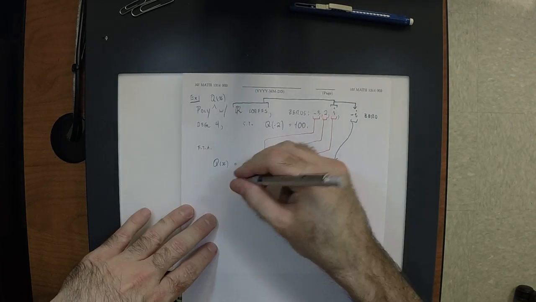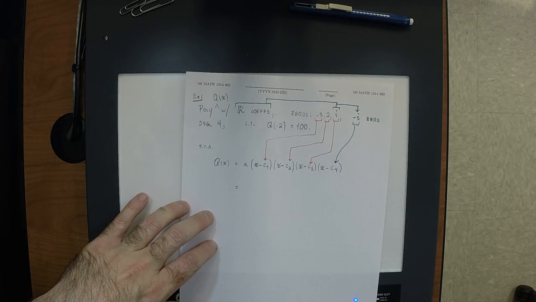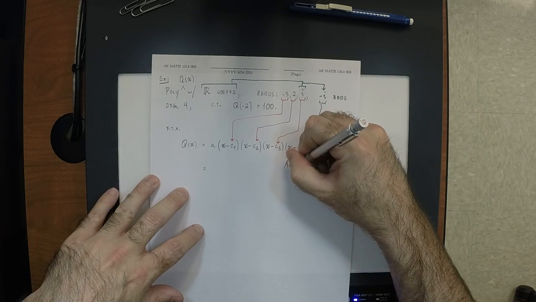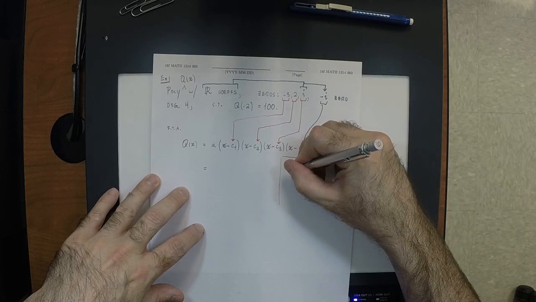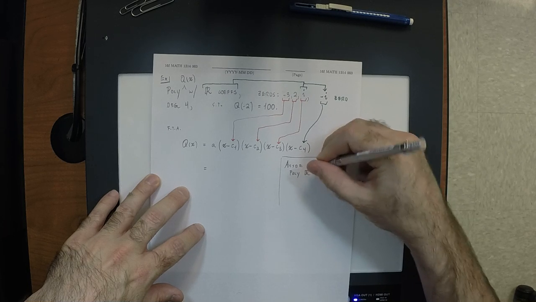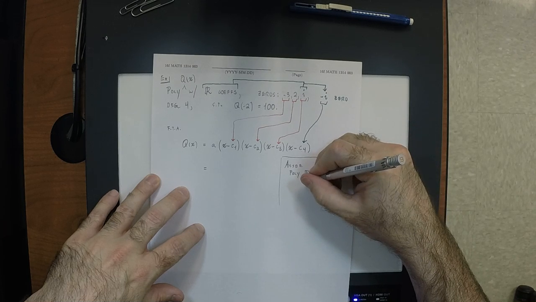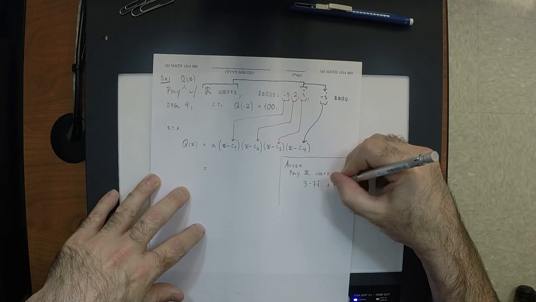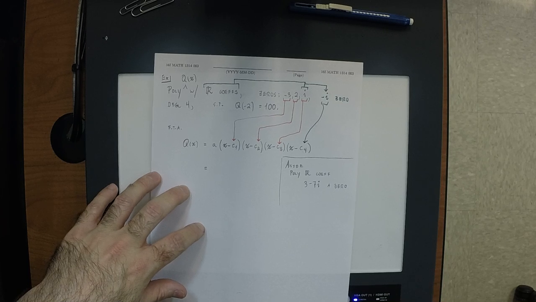So let's do that. How do those combine to make that? So just as an aside, if we're playing this game, I'm thinking of a polynomial with real coefficients. And if I tell you that, say, 3 minus 7i is a zero, then what else must be a zero?